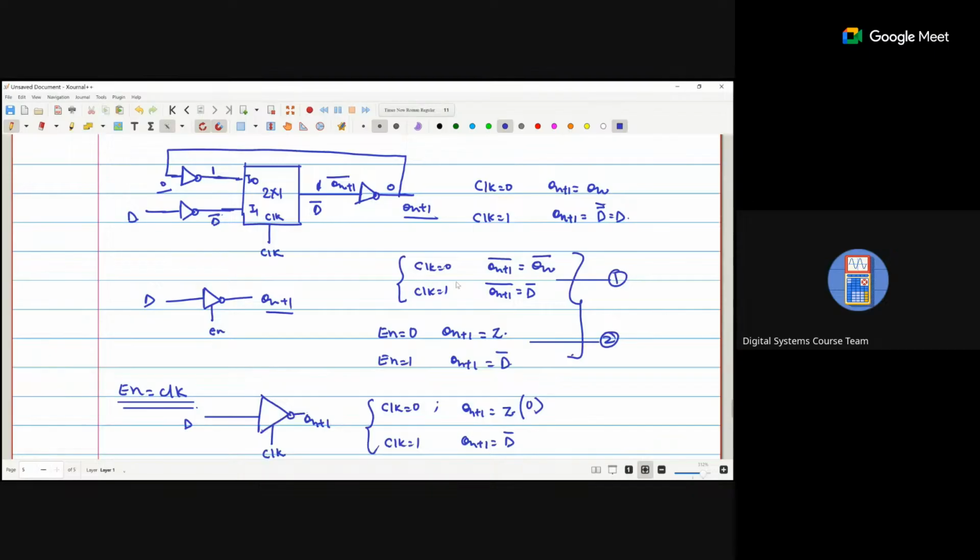Now you see that when clock is 0, here Qn plus 1 is Z, and here Qn plus 1 bar is Qn bar, or basically Qn plus 1 is Qn. We want the data to be the same, the data will be the same. So what do we do? We create a loop. Okay, we create a loop.